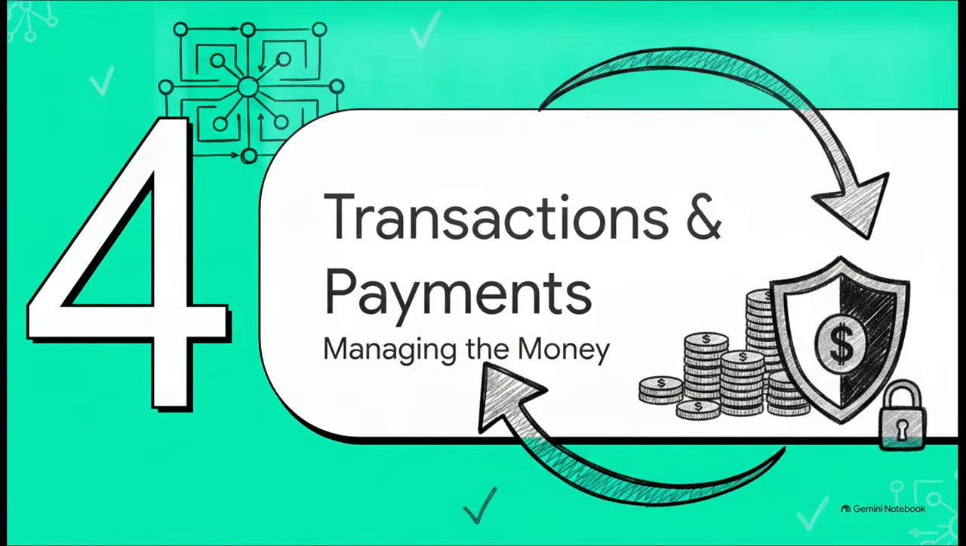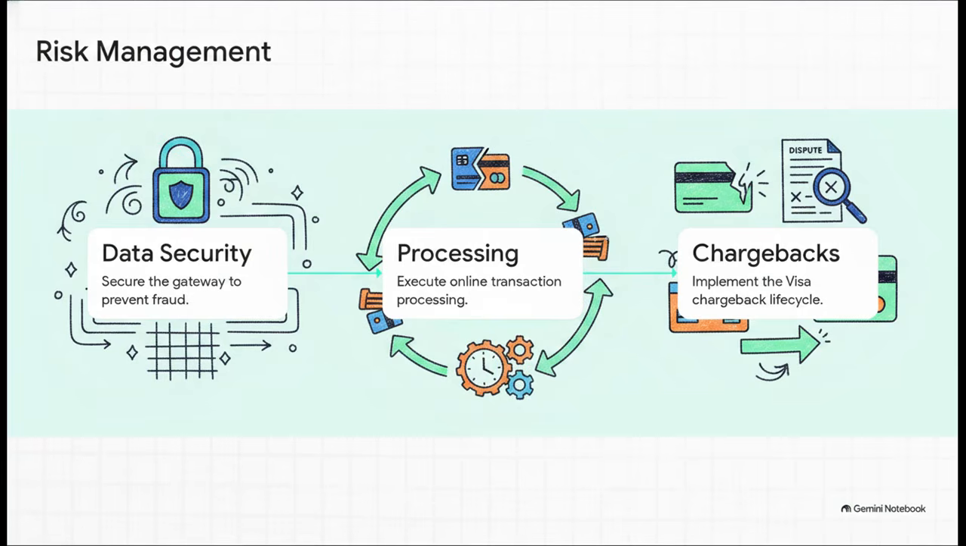Next up is Section 4, Transactions and Payments. Let's see how this builds. With our perimeter secured, we can safely manage the actual money. This requires a really robust risk management approach to execute online transaction processing from start to finish. A great example is the Visa chargeback lifecycle. This is a vital safety net where disputed funds can actually be reversed from the merchant back to the consumer.